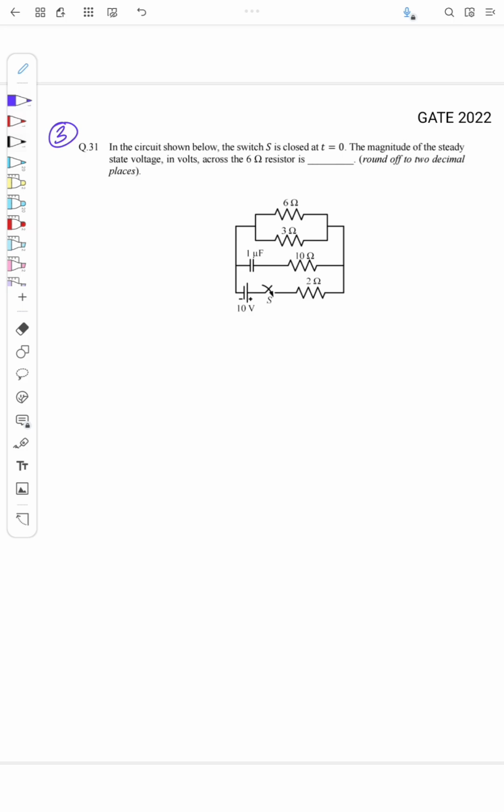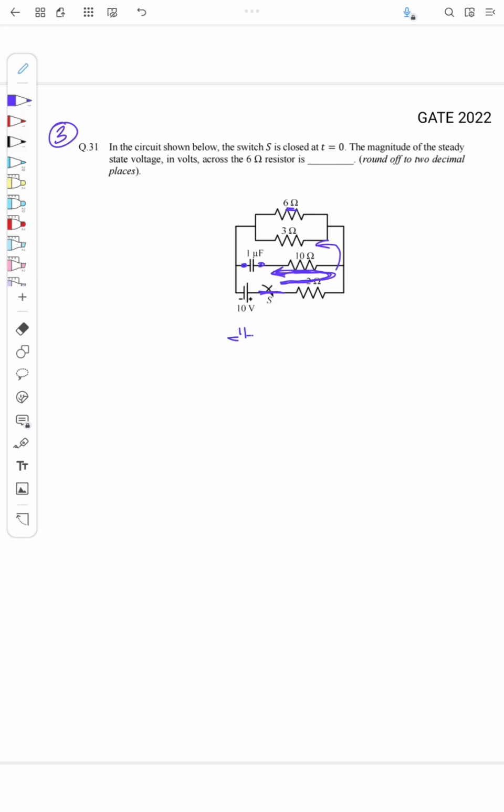So I need to find what is the voltage across the 6 ohm resistance, right? Initially the switch was open and now the switch is closed. When the switch is closed, definitely there will be a current flowing into this network and into this network. Initially the current will flow like this, and at steady state the capacitor will charge and it will block the current flowing into the capacitor.